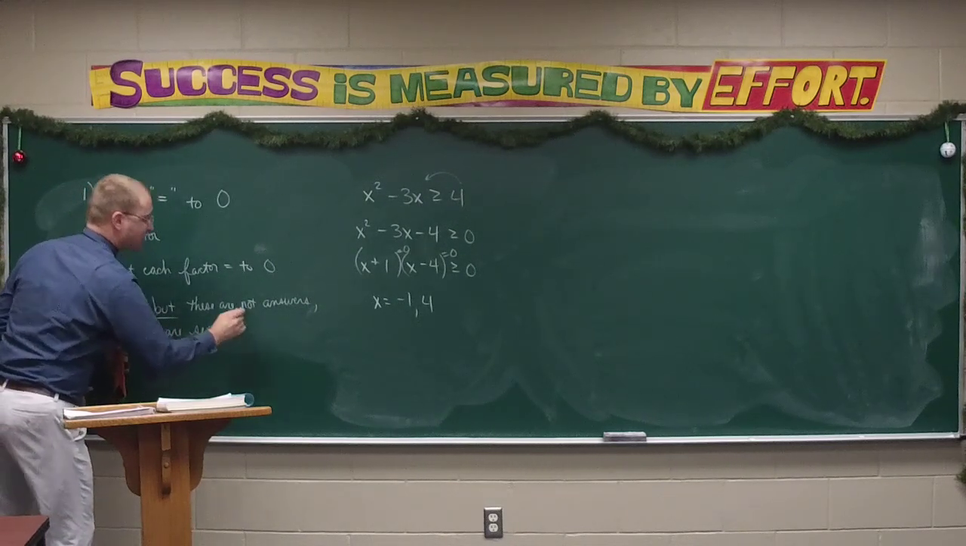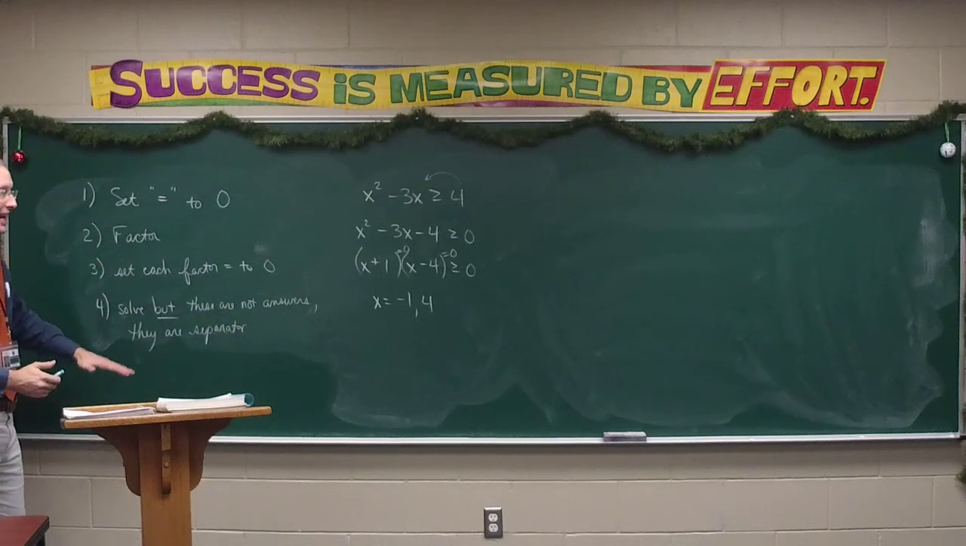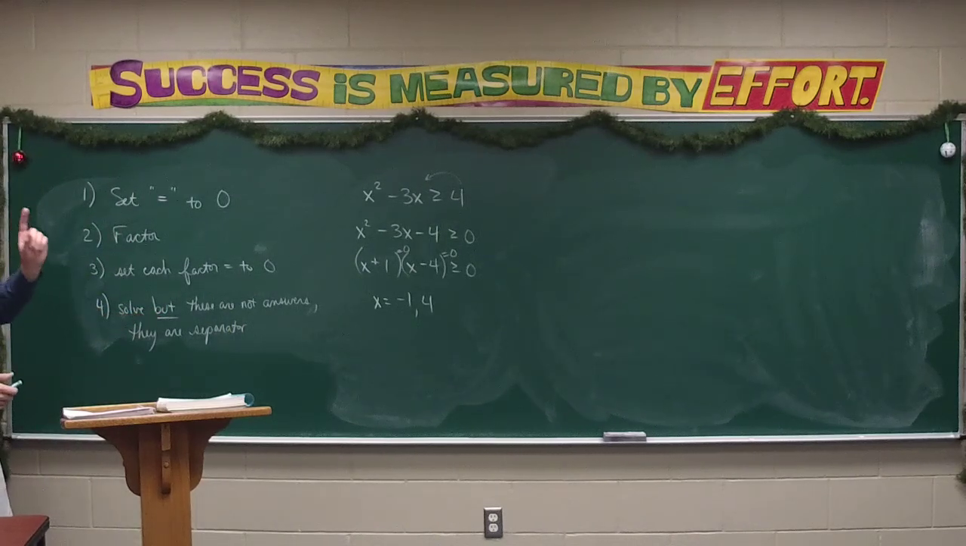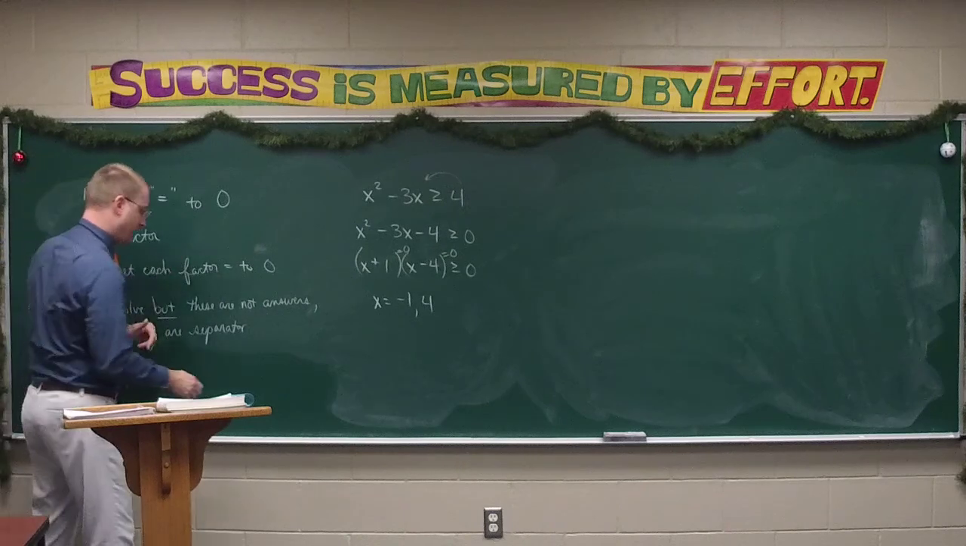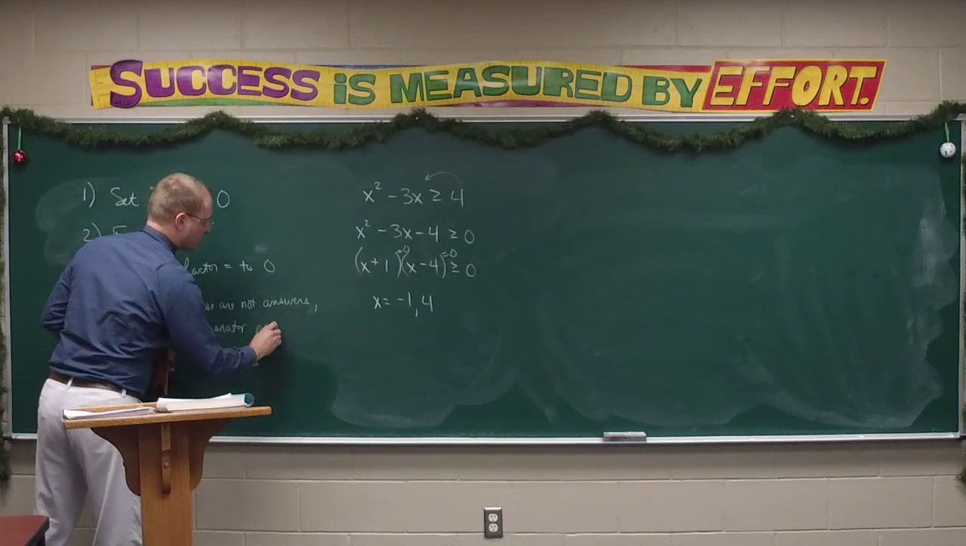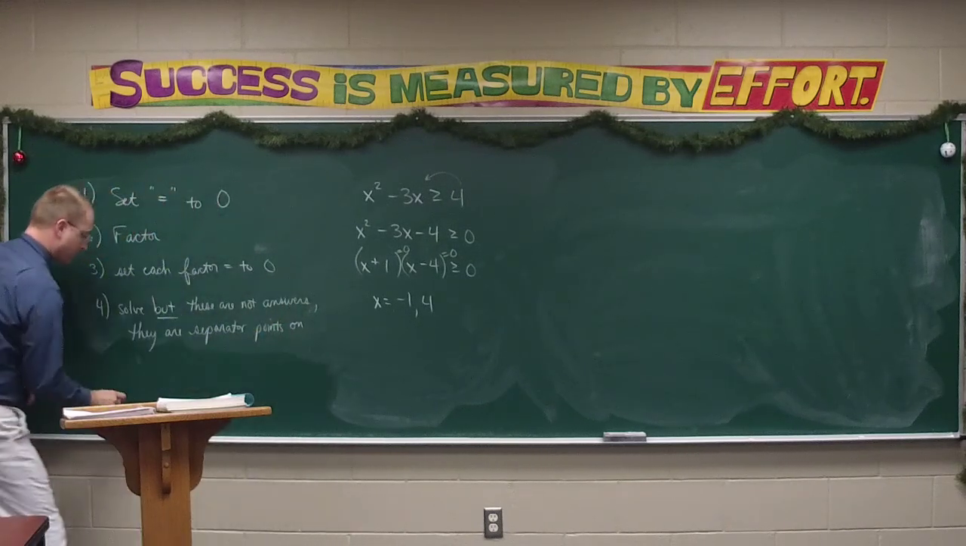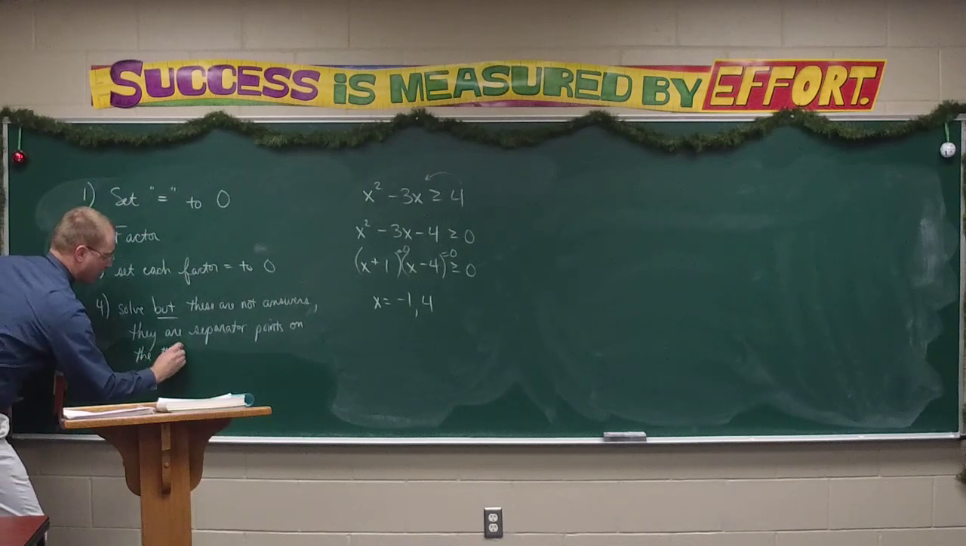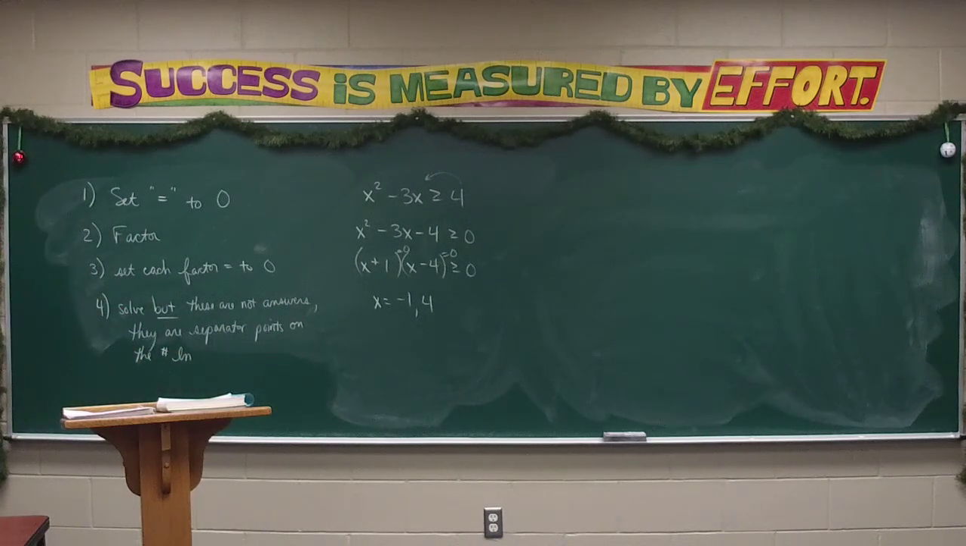And that's the one difference. Everything else is like a quadratic. The only difference here is when we get our quote answers, they're not actually answers. They're separator points on the number line. The term the book uses for these are your critical points.